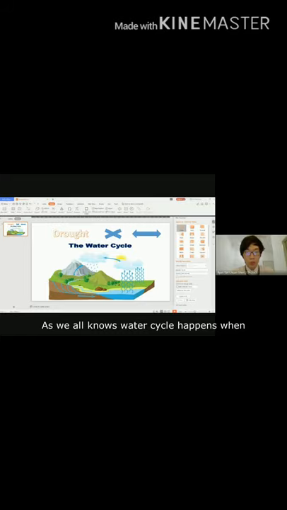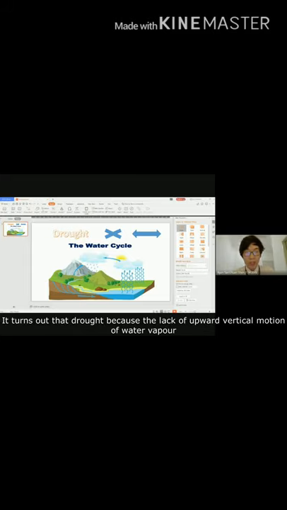As we all know, the water cycle happens when water evaporates from the surface of the earth as water vapor, condenses in the atmosphere, and then falls as rain to re-moisturize the earth. So this cycle continues without stop. But if this cycle continues, then why would drought happen?